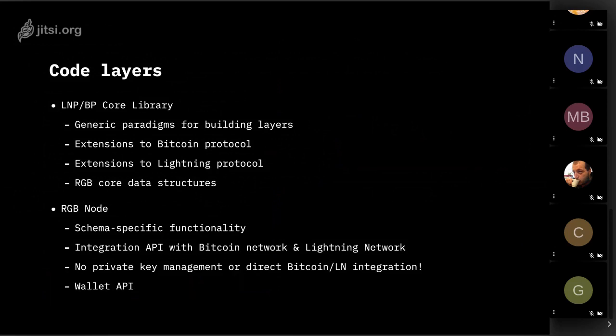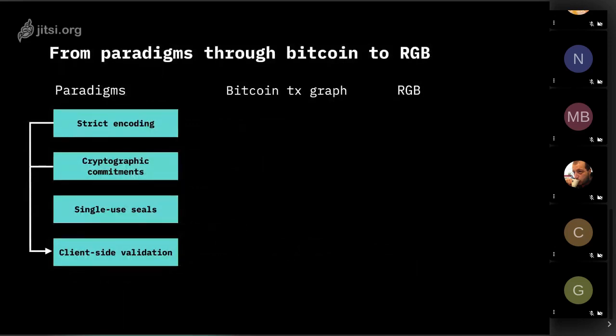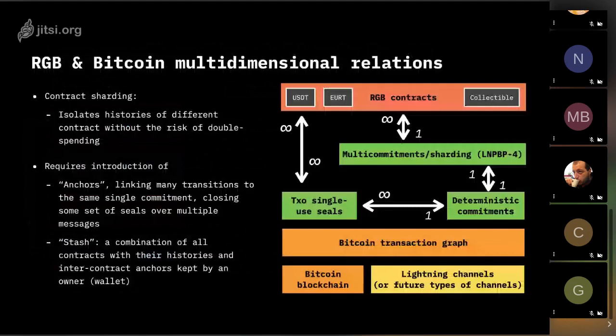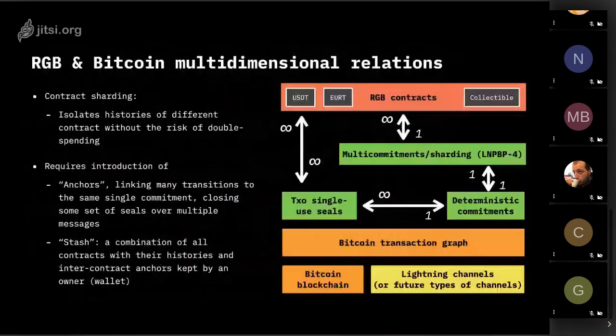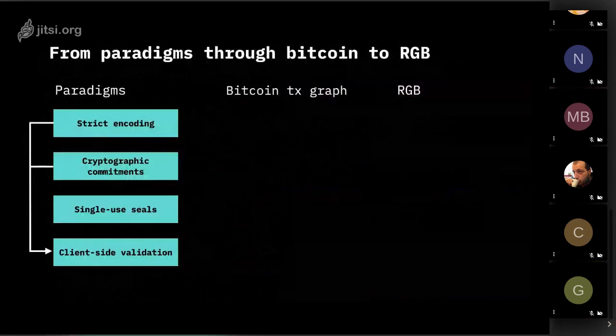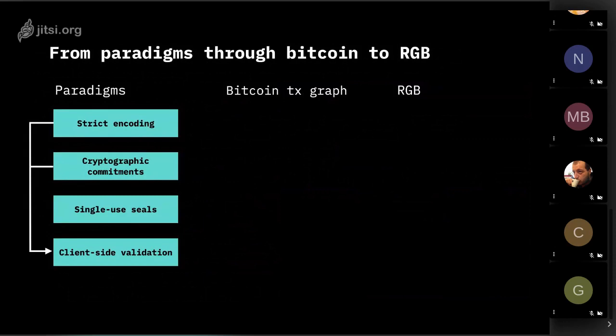The first software component is called the LNPBP core library. It's the Rust LNPBP repository on GitHub, and it contains the primitives out of which RGB is built. And these primitives consist of four main modules. The first one is generic paradigms for building layers on top of Bitcoin and Lightning Network. These generic paradigms, which you see in the first column, are the paradigms that I just described on this slide here. They include, first of all, encoding rules to make commitments and encoding of state data very deterministic and well-defined.